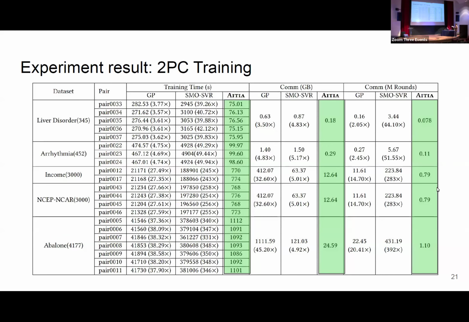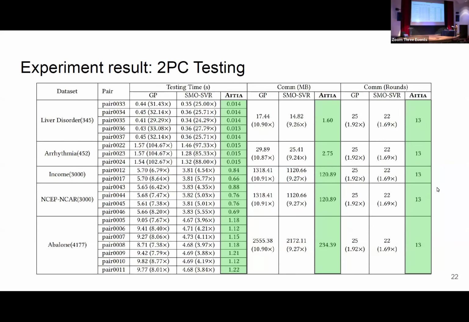And we train in the MPC setting and benchmark the running time for training, the communication cost, and the communication rounds. And you see that the runtime is like 4 times to 300 times faster compared to the benchmark algorithms. And also the communication cost is much lower, and the rounds of communication are also lower. Same story for testing. We achieve the best testing time, best communication cost, and best communication rounds.